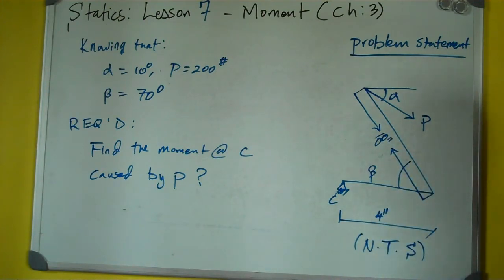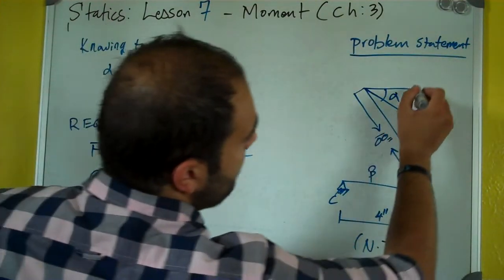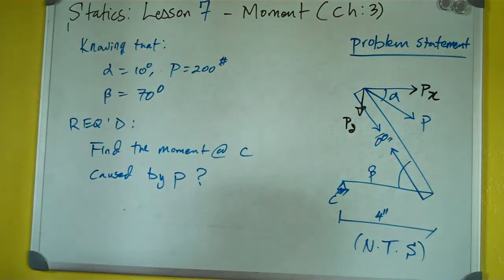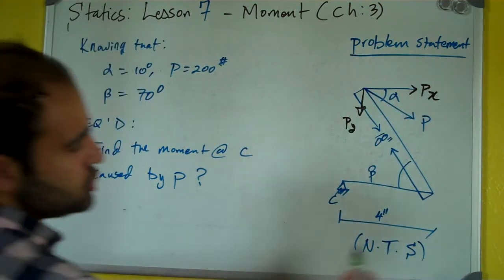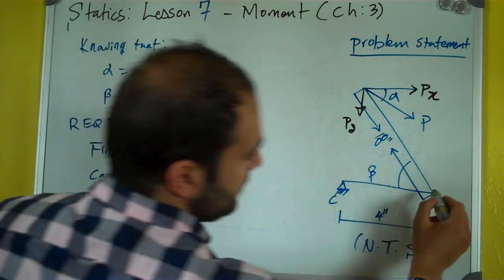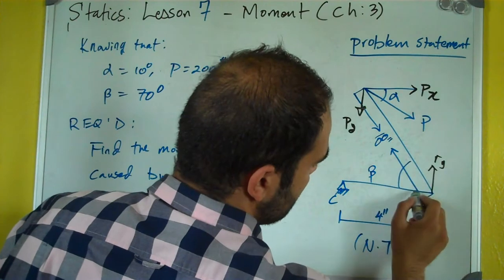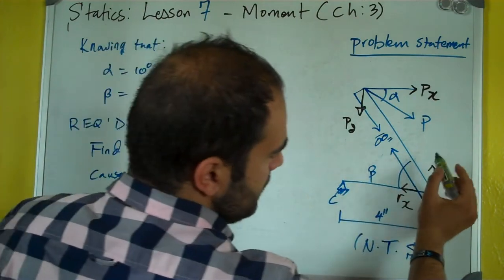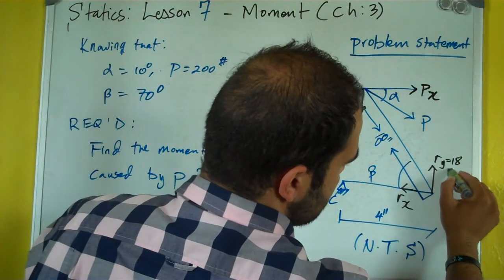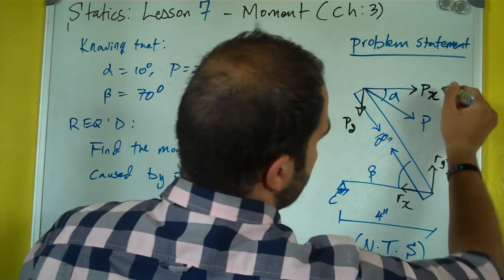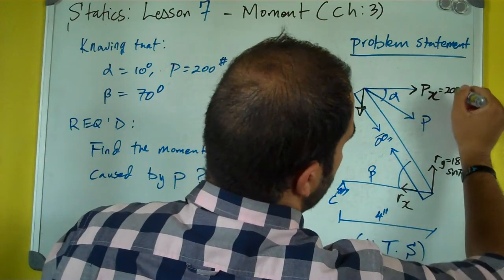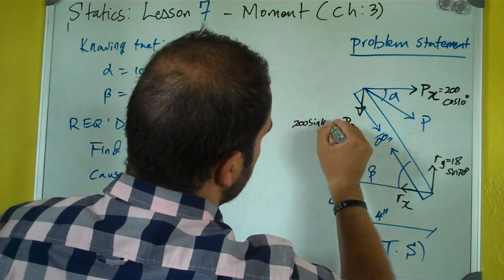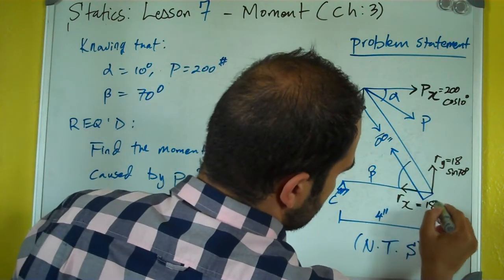So the first thing I would do is Px and Py for the force. I also want to do Rx and Ry, and by R I mean the 18 inches. So this is going to be 18 sine 70. And this is going to be 200, sorry, times cosine 10. 200 sine 10. 18 cosine 70.